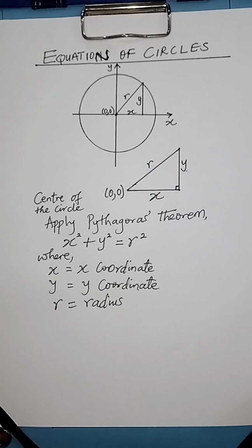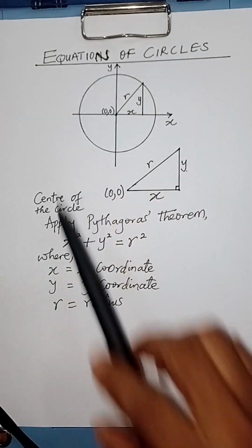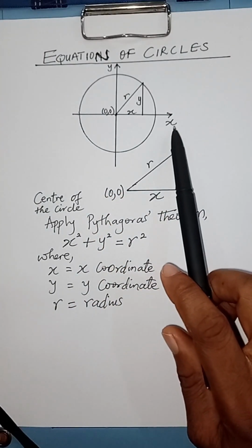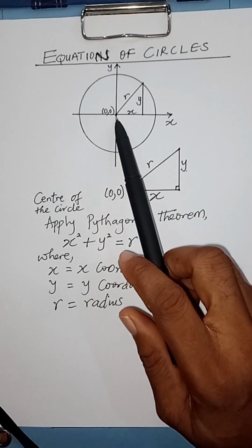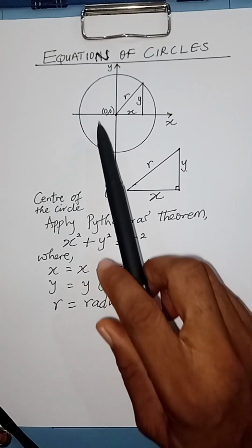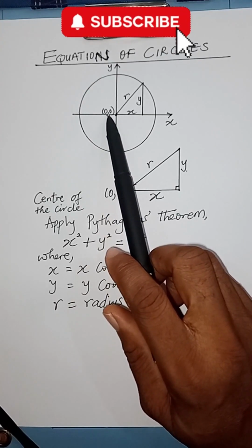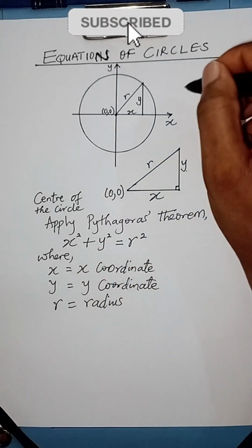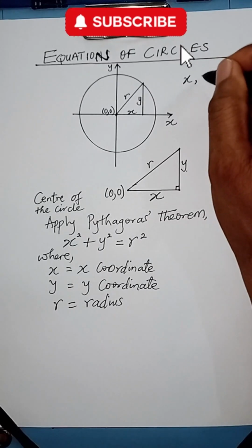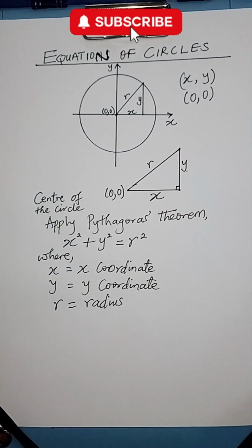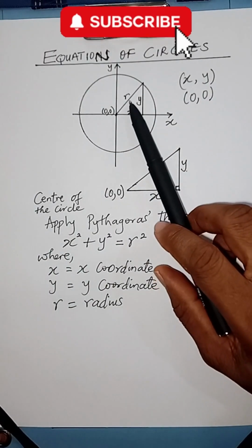Now let's look at the equation of a circle. How do we come about this equation? Well, we'll have a circle here on your screen, and the circle has coordinates. It has the y coordinate and the x coordinate, and then you have the center of the circle, which is (0, 0). Now remember, in these coordinates the first value is for x and the second value is for y. Most times when we express coordinates, we express them in this form. And then you have the radius of the circle.